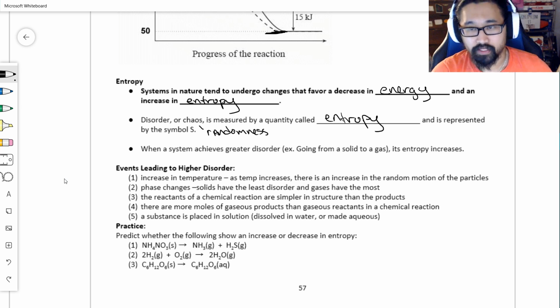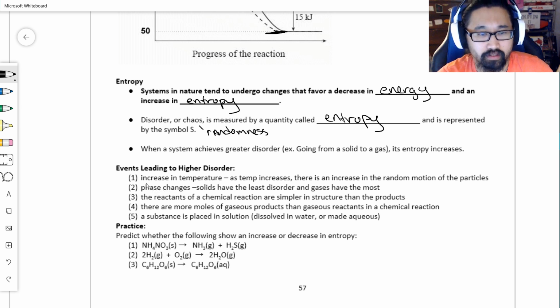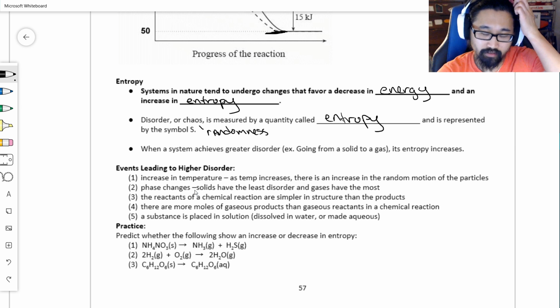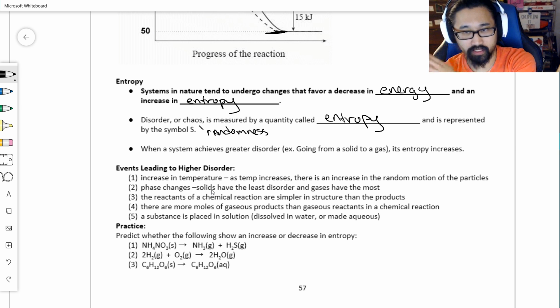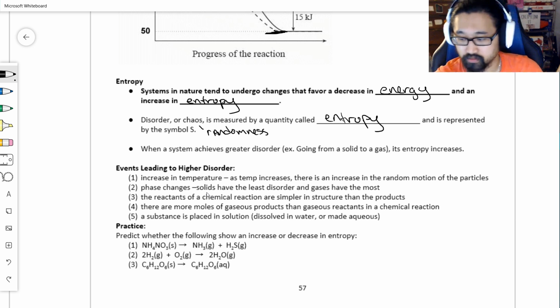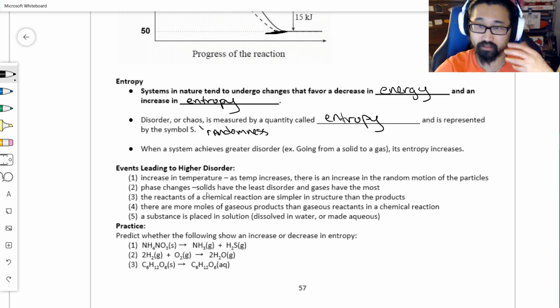There are some things that you can do to increase entropy. So if I increase temperature, it makes things go faster, which means they will move more randomly, and they will be more scattered. Changing phases from solid to liquid to gas. Solids are most ordered. Liquids are a little more random, a little more chaotic, a little more disordered. Gases are very disordered.